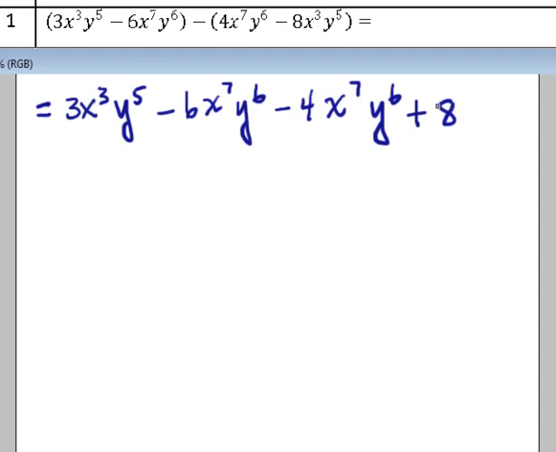Wait, that should be x cubed. So let me do that. Plus minus minus is plus 8x cubed y to the 5th.